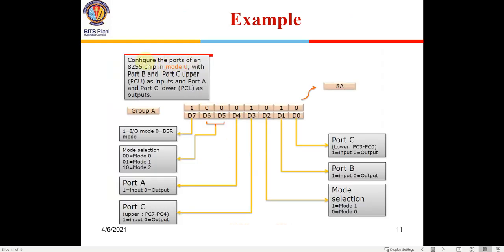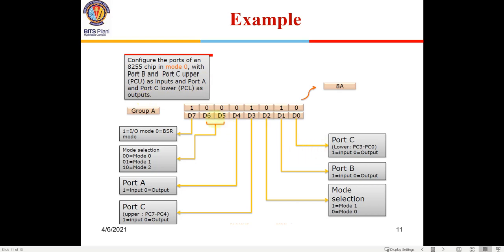Now, if you want to configure 8255 ports in mode 0, this is the condition. We want to configure 8255 in mode 0. It's written here as mode 0, but it means both port A and port B are in mode 0. You can even configure one of the ports as mode 1 and the other, port B, as mode 0. Not necessarily both have to be of the same mode; you can configure it differently also. In this example, we are just configuring both as mode 0. Port B and upper port C as inputs, and port A and lower port C as outputs.